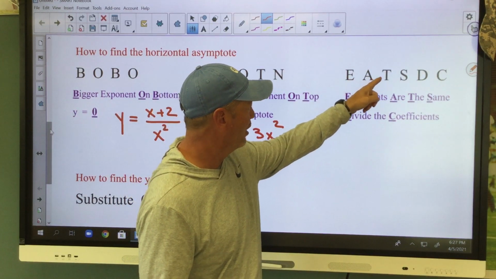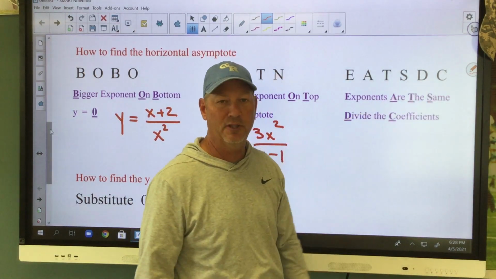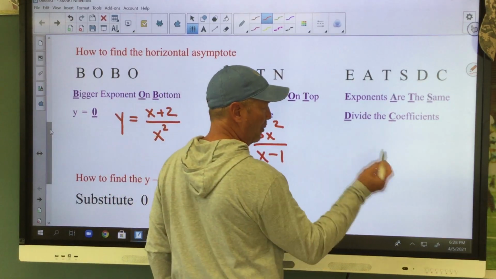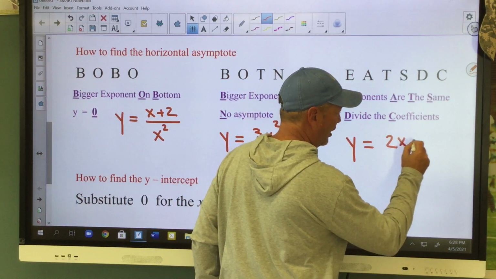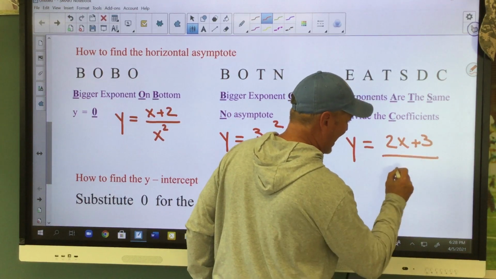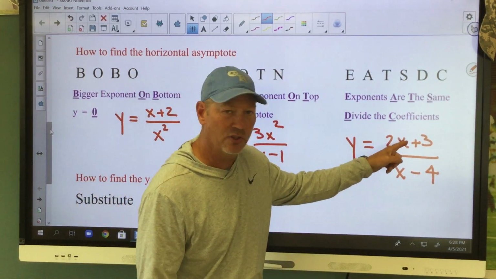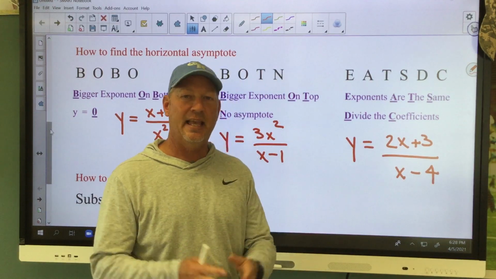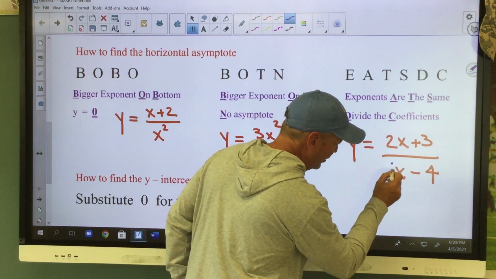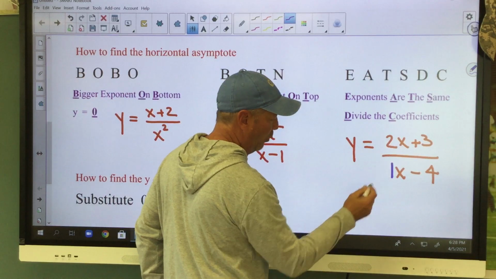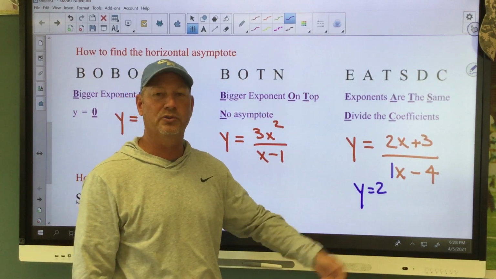Exponents are the same. And if the exponents are the same, then we're going to divide coefficients. What this looks like is, what if I had a problem that said y equals 2x plus 3 over x minus 4. In this situation, this is x to the first, this is x to the first. The exponents are the same. So when the exponents are the same, we're going to divide the coefficients. And that would be 2 divided by 1, and you would say that the horizontal asymptote in this case would be 2. Y equals 2.